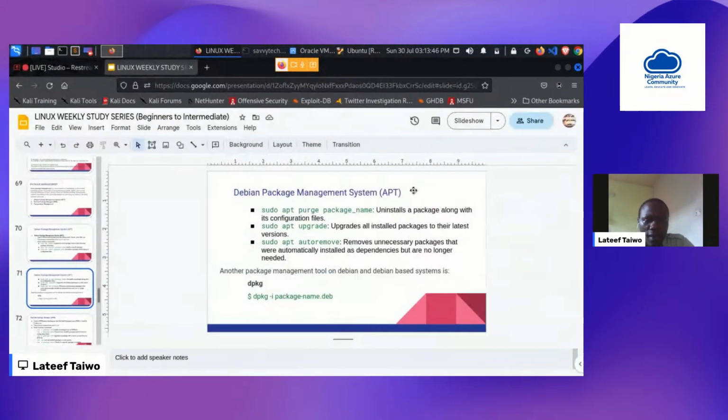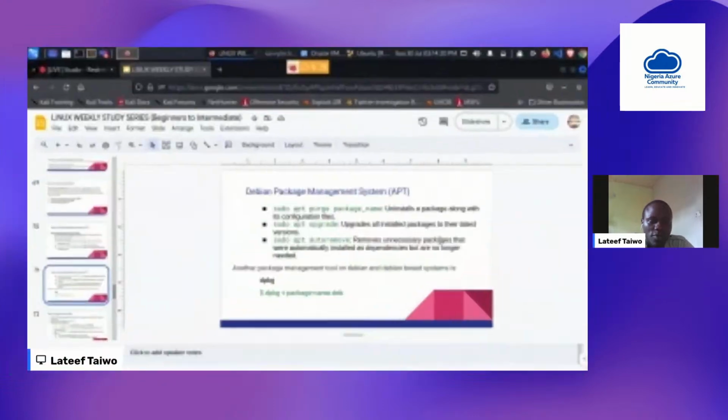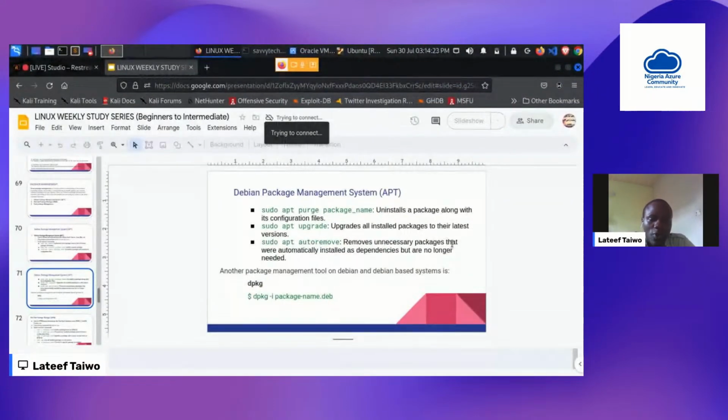All right. Now, more on apt, you can use sudo apt purge to uninstall a package along with its configuration files. I can use sudo apt upgrade to upgrade all installed packages to their latest versions. If you want to remove an application, you use sudo apt remove, but there's also autoremove, which removes unnecessary packages that were automatically installed as dependencies but are no longer needed.